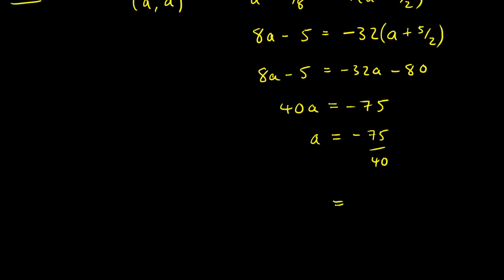I suspect that divides by 5, doesn't it? So 75 divided by 5, I think, is 15. 40 divided by 5 is 8. And so I think the answer for A is negative 15 upon 8. Now, I'm just going to double check that against the back. Negative 15 upon 8 is indeed the correct answer.